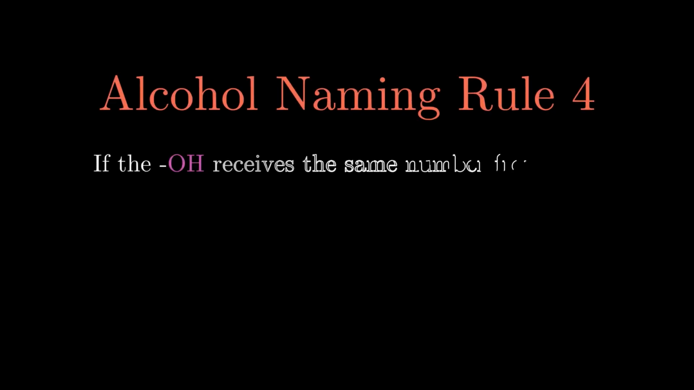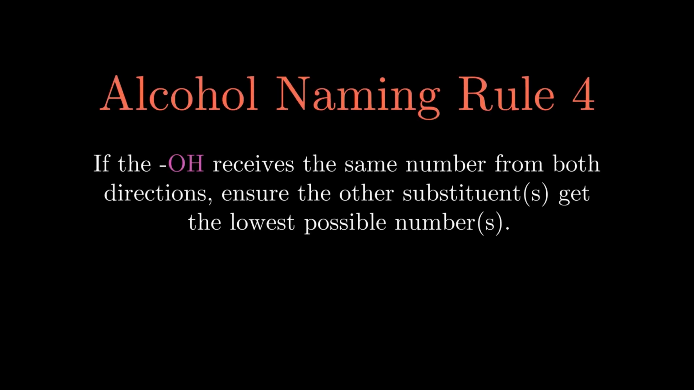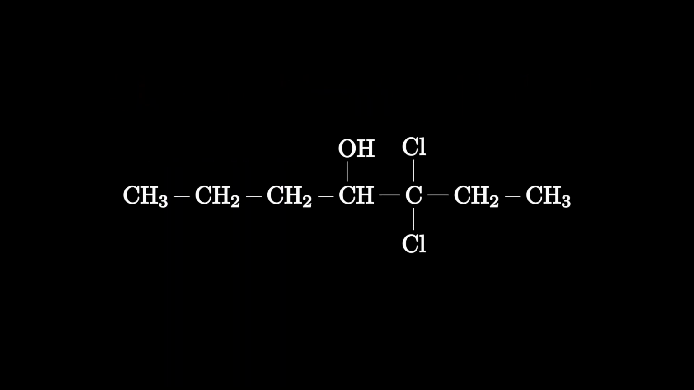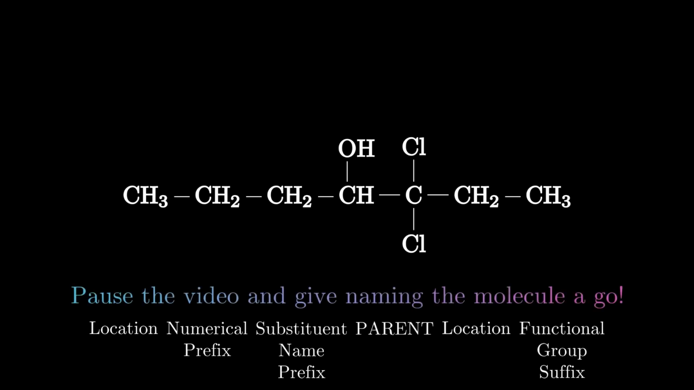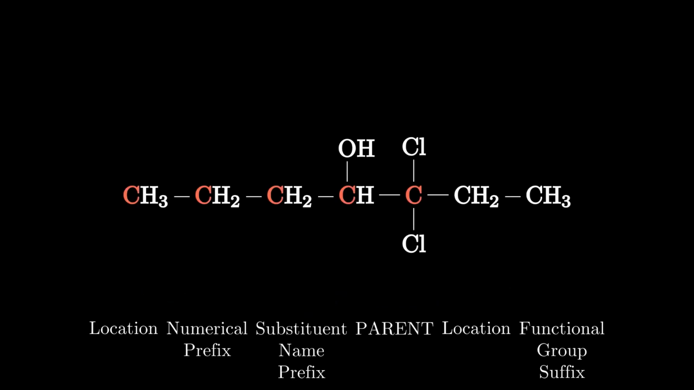If the functional group gets the same number regardless of the direction, ensure that another substituent gets the lowest possible number. This idea should seem pretty familiar to you by now, so try naming this molecule. The parent of this molecule is 7 carbons long, or heptane. The alcohol is directly in the middle, and there are 2 chlorine substituents on the adjacent carbon. Since we have 2 of the same substituents on this molecule, we need to utilize the prefix di for them.